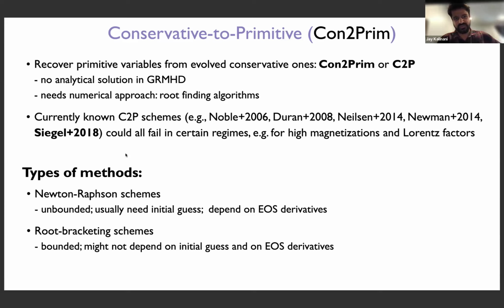But typically, they follow these two methods. Either they're based on Newton-Raphson methods, where you start with an unbounded root, and then you provide an initial guess, and computing the root can also depend on the equation of state derivatives. And you have a different method, which is called the root bracketing method, which is a bit more stable but slower. And you start with a bounded root. You know the bounds already where the root will be. But these root solvers are typically not based on initial guesses and on EOS derivatives.